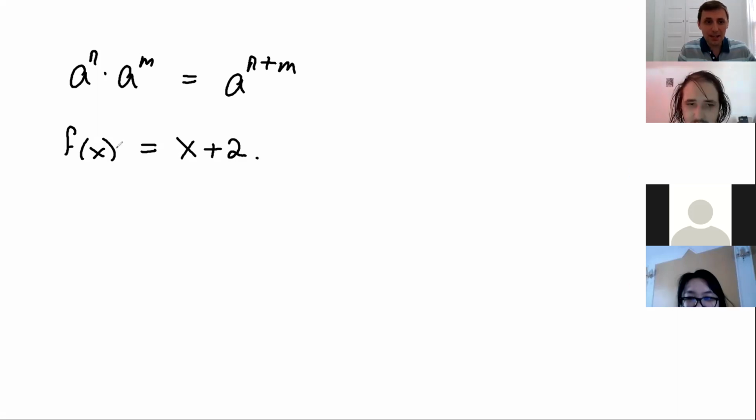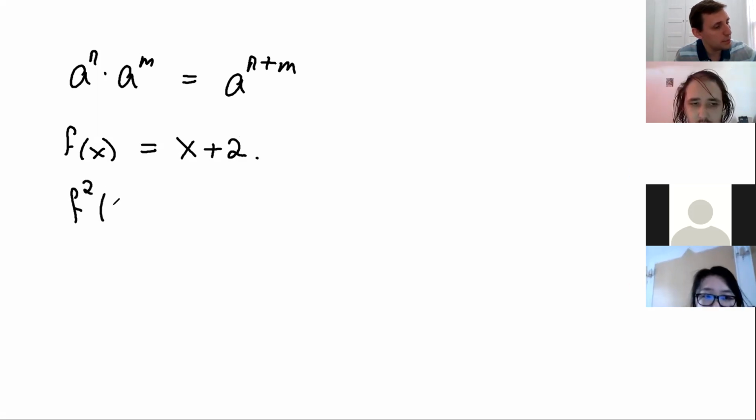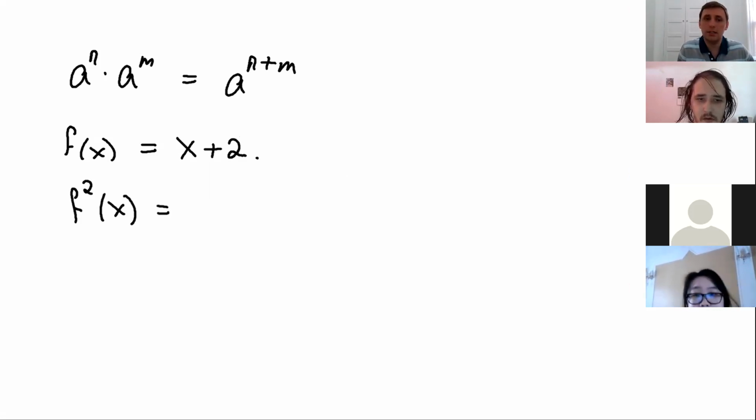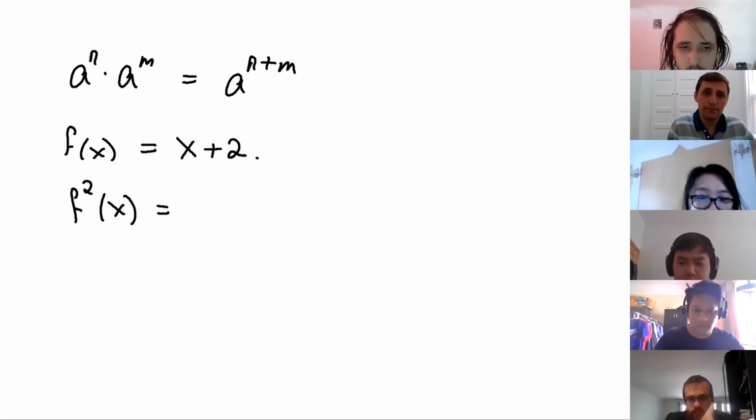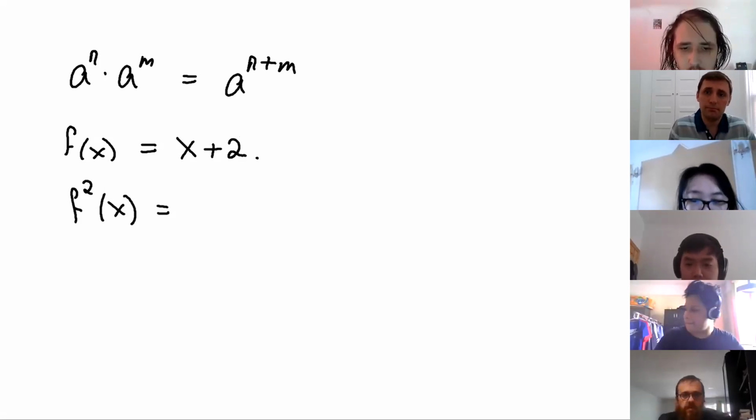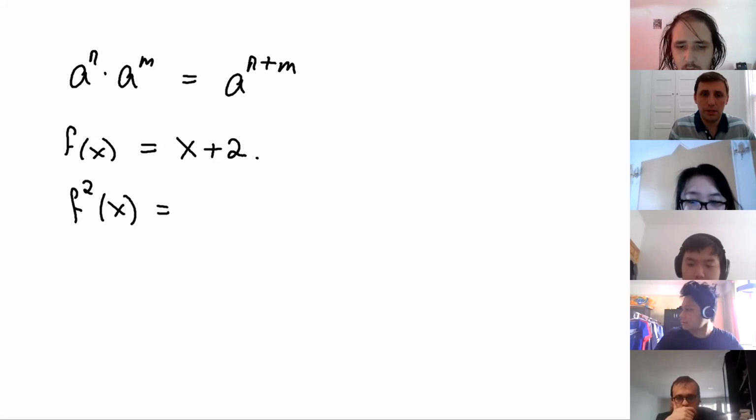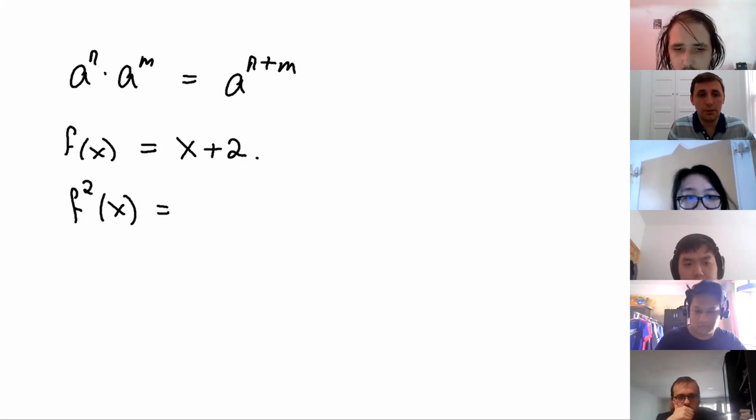So f of x is x plus 2. This is my function, yes? So what does it mean? What is this supposed to mean, guys? Anybody will tell me? What is f of f of x? Please write in your comments. Okay, Francis says it's x plus 2 squared. What do you say, guys? Write, all of you.